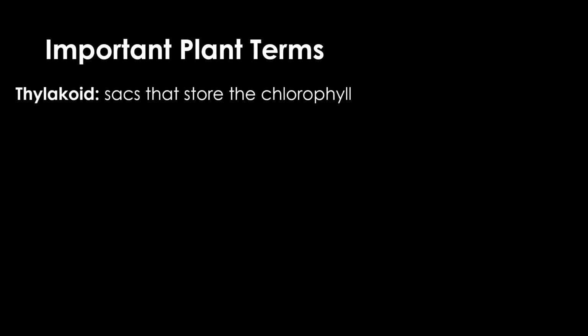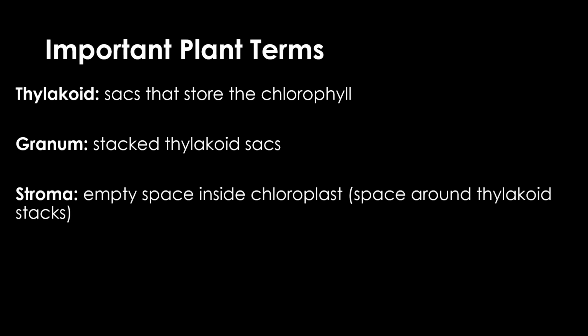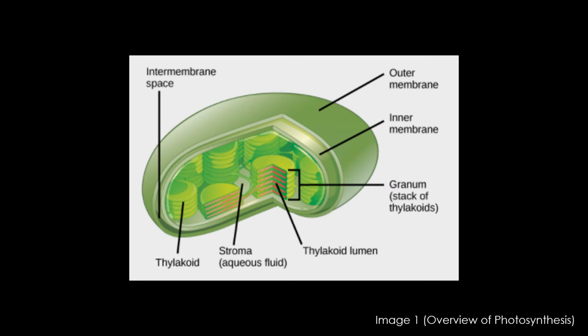Chlorophyll is stored in thylakoid sacs. Those thylakoid sacs can be stacked together to form granum. Lastly, the stroma is the empty space inside the chloroplast, essentially the space around the thylakoids. This image displays a chloroplast. Notice how it has two membranes, inner and outer, and the thylakoid, stroma, and granum are labeled.